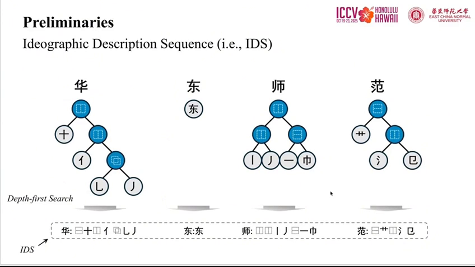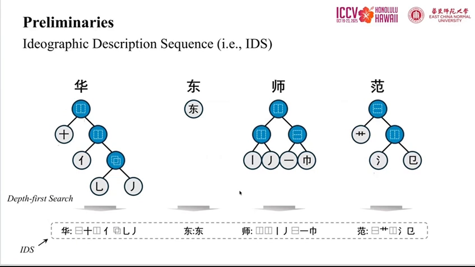Building on those basics, IDS provides a symbolic recipe for a character. Structures, such as left, right, and top-bottom, combine radicals into well-formed shapes. We represent a character as a binary tree. Internal nodes store structure components. Leaves hold radicals. A depth-first traversal then prints a unique sequence, that is IDS, for each character. This gives us a compact open-set description.